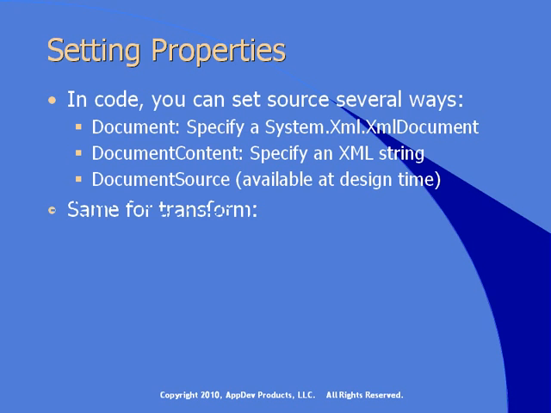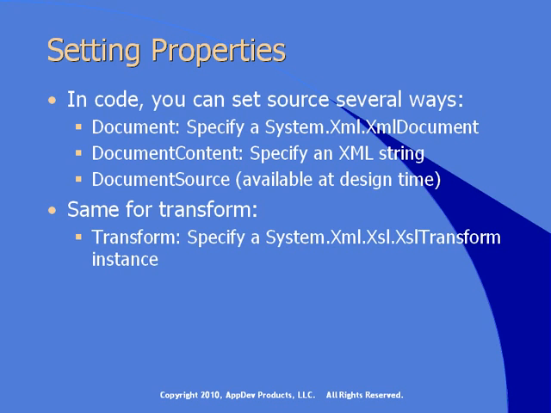The same holds for the transform, the XSL. You can either set the transform property, which lets you specify a System.Xml.Xsl.XslTransform instance. That's an object which contains the XML stream. Or this one, also available at design time, is the transform source property. That one allows you to specify the name of a file that contains the XSL content. But that really makes up everything you need to know about the XML control.